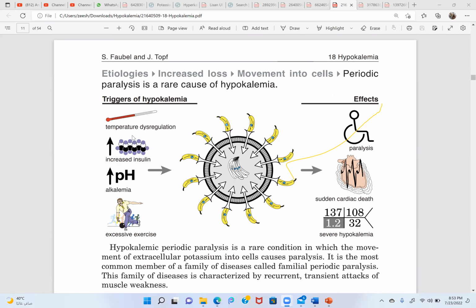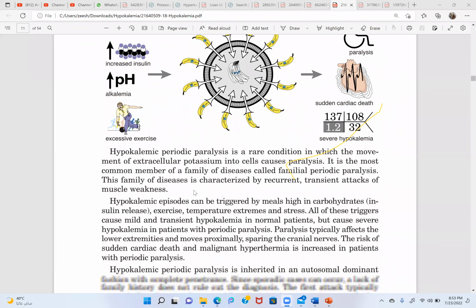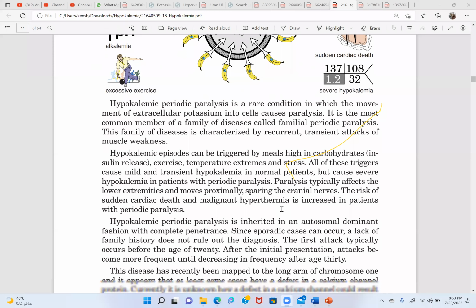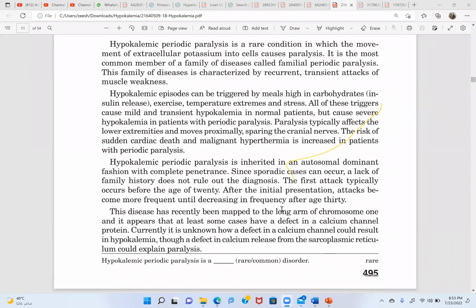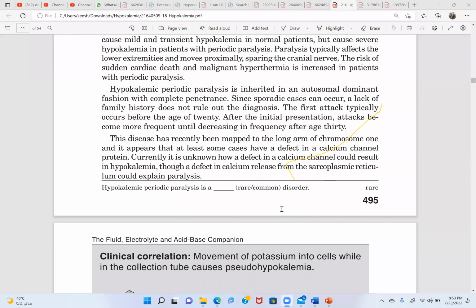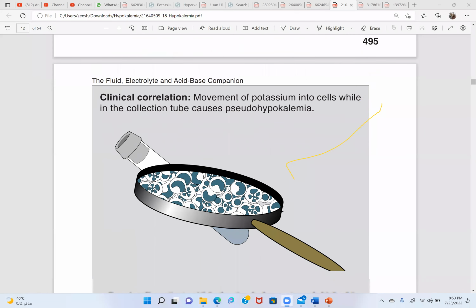So again, they have told about this periodic paralysis. There may be arrhythmias, temperature dysregulation, and increased insulin. This is a rare condition, familial periodic paralysis, which occurs after stress, after taking a high carbohydrate meal, exercise, temperature extremes, and stress. It is pushing potassium inside, and it will lead to all the features, but it will be a periodic thing. That's why serial values will be important. Of course, you will be taking the history.